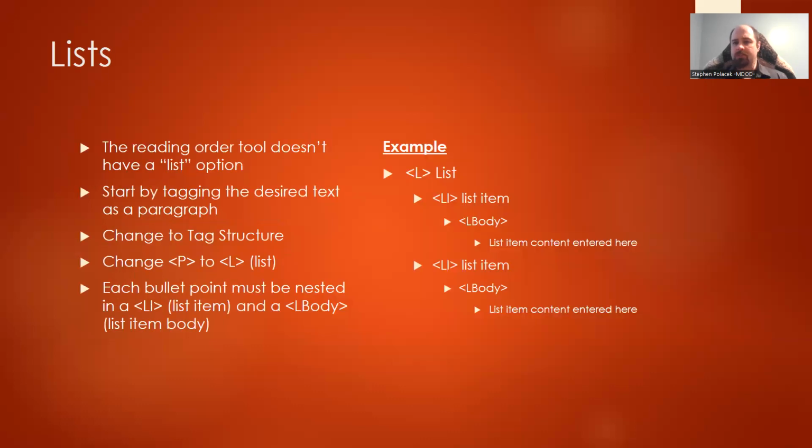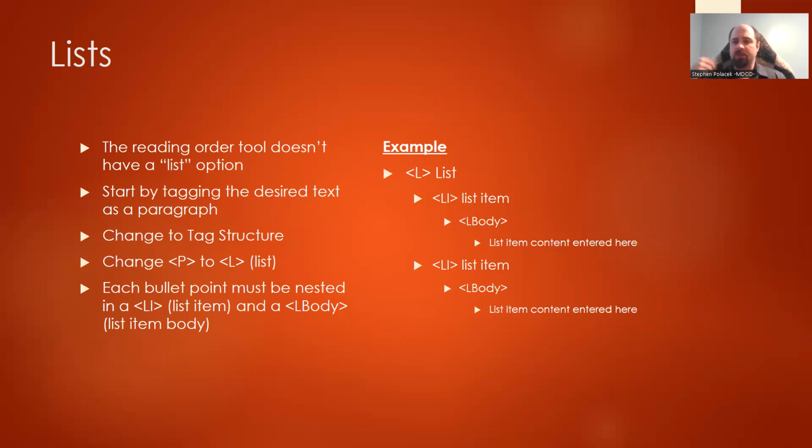So we're going to start with lists. One of the important things to know about lists is that the reading order tool and the accessibility tool in Acrobat actually doesn't have a list option. So when you're drawing that box around things and pressing one of the buttons to assign it a tag, there isn't a list button. So we need to get a little creative about this. There's a couple different ways to deal with this.